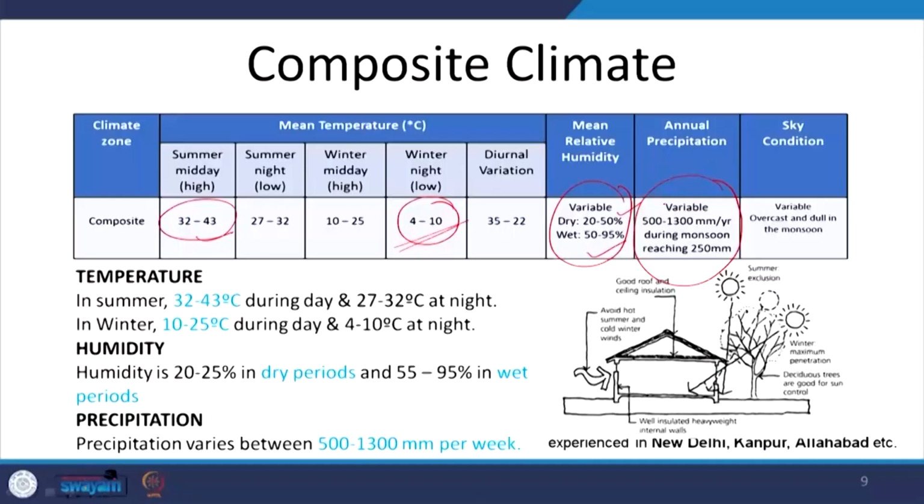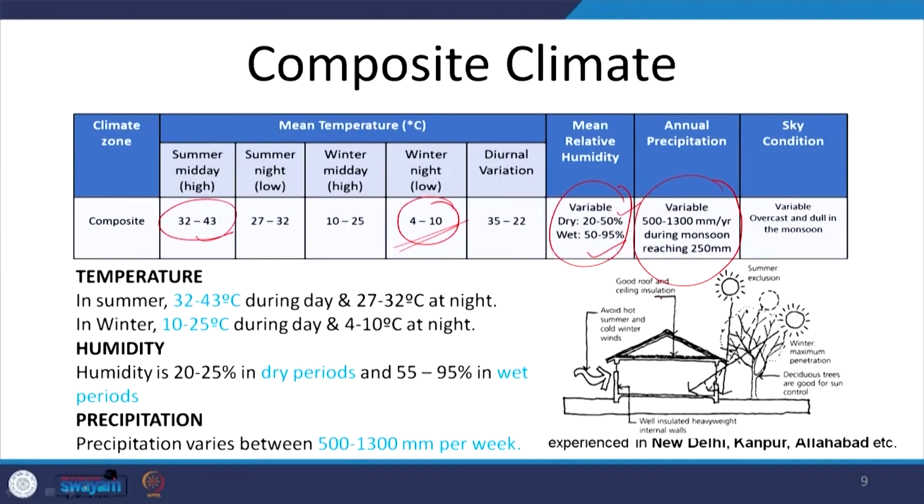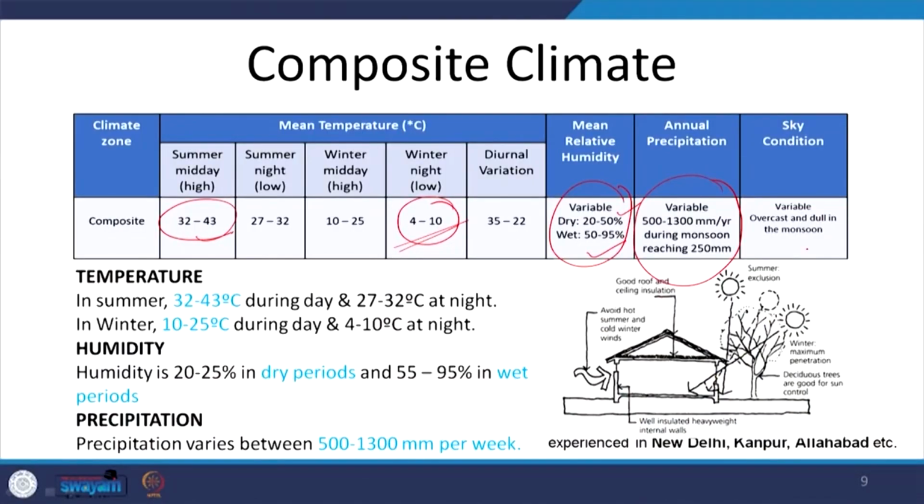Composite climate is a large area. If we remember the map of India with climatic zones shown right in the initial slides of this presentation, there is a great variation in the precipitation which is received in the composite zone. During the monsoons the precipitation goes very high. So, composite climate receives 3 distinct seasons: summers, monsoons and winters, and the conditions vary in each of these seasons, which is what the problematic cause is. And the sky conditions are again variable because it experiences all the 3 seasons.